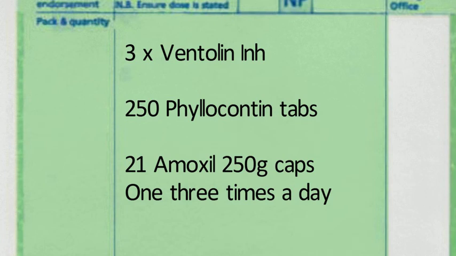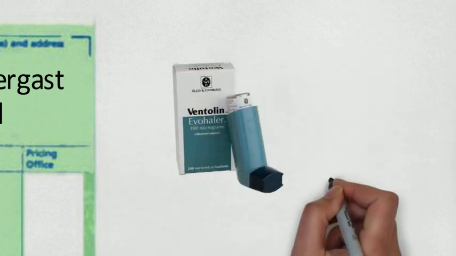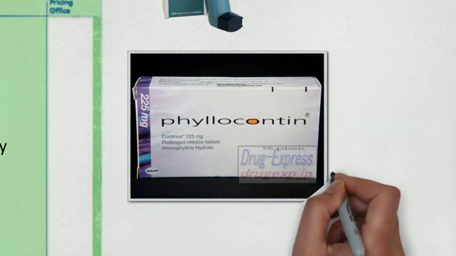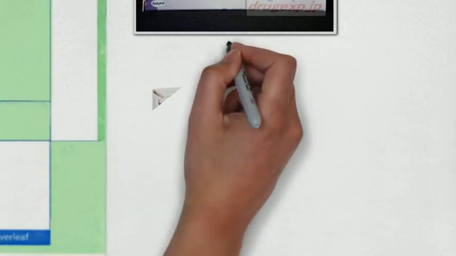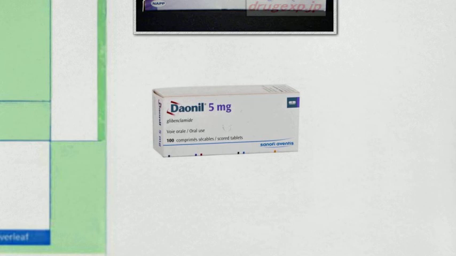Now, Mr. Pendergast took the prescription to a pharmacy where the pharmacist dispensed the inhalers and the Filocontin correctly, but instead of amoxil, he dispensed something else, Darunil, a drug that's used for diabetes to reduce sugar content. Now, Mr. Pendergast wasn't a diabetic, and as a result of taking a large dose of Darunil, he suffered permanent brain damage. In the High Court, the pharmacist argued that the word amoxil on the prescription was unclear, and he was capable because of the illegibility to read it as Darunil.